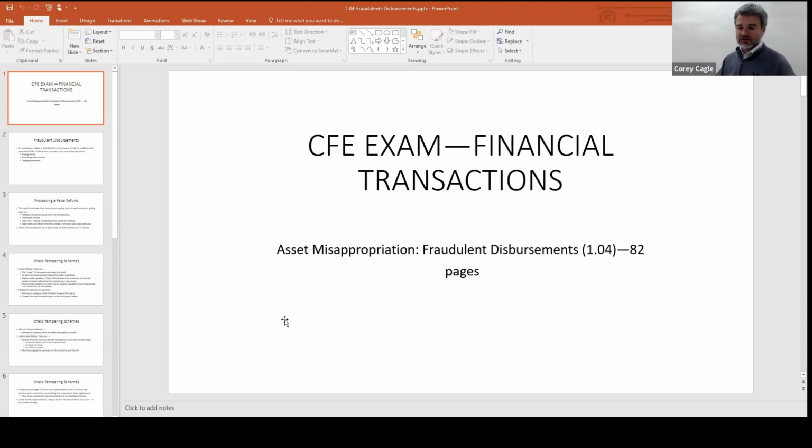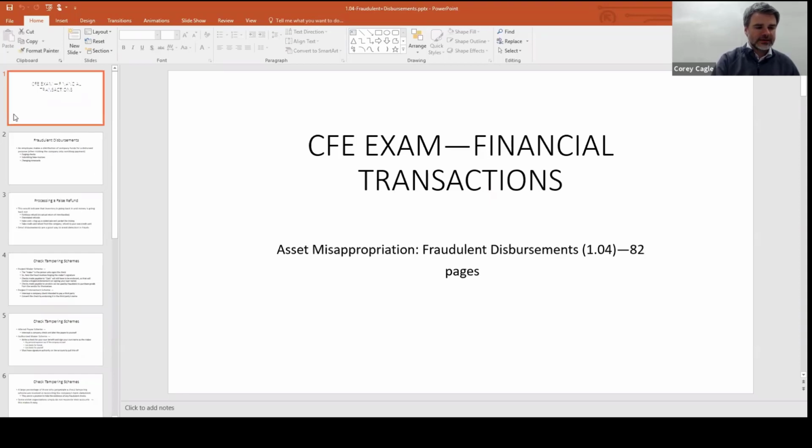This is a pretty meaty little section. It's 82 pages long. There's a lot in here. There's a lot of different schemes. This one, I feel like a lot of test questions could come from this section. Okay, so we're talking check tampering, we're talking payroll schemes, electronic payment tampering, billing and purchasing. There's all kinds of stuff in here.